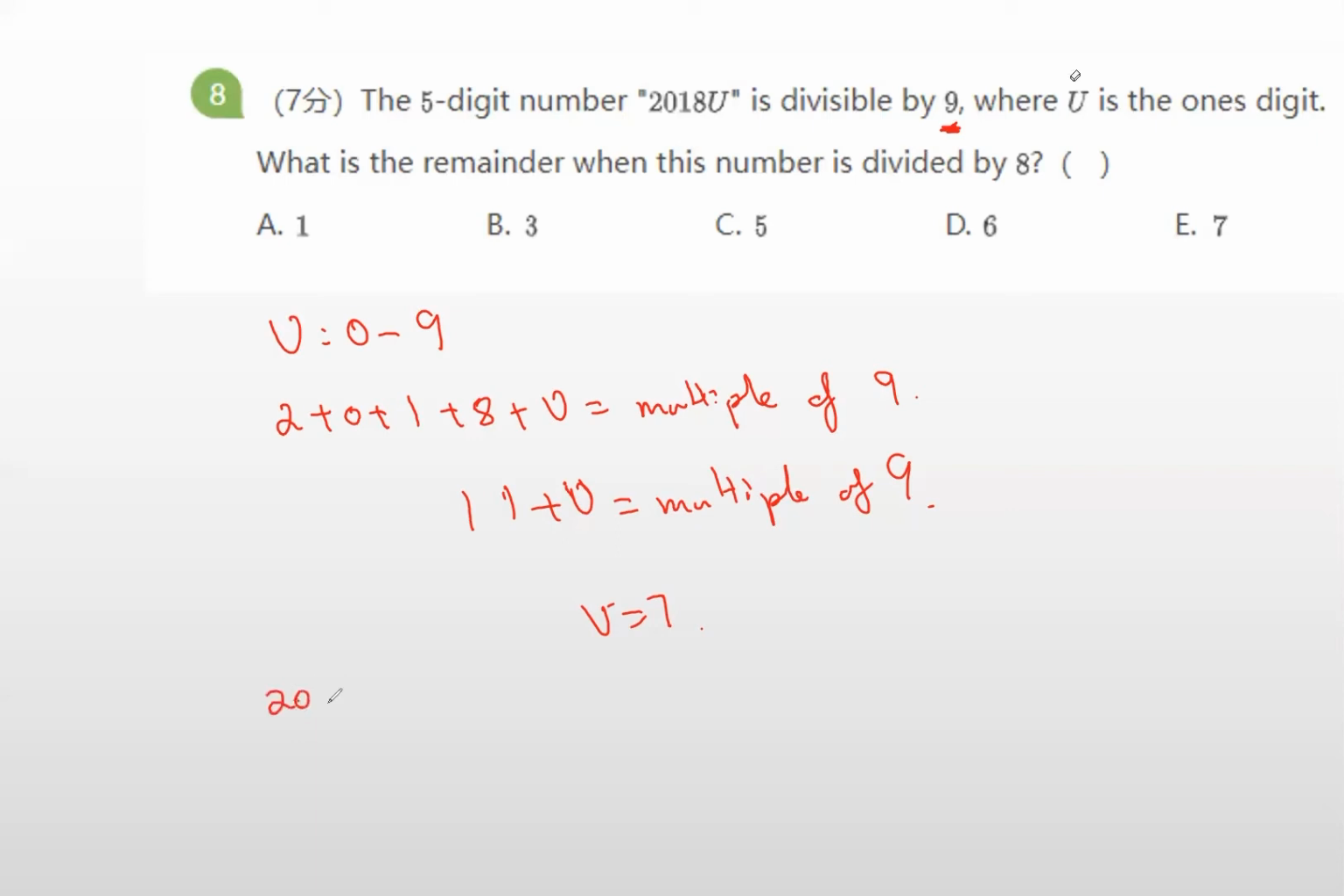So we just have 20187 divided by 8. And you can do it, and this should be very easy. 16, 27, and that's going to be 3. And we should have a remainder of 3.